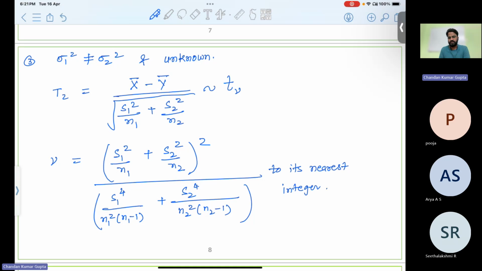Okay, the nearest value of integer nu will be taken as the degree of freedom, and then we use the t table to find the tabulated value of t, and the calculated value of t is calculated with the help of this formula, and then we conclude. Okay, so these are the cases.